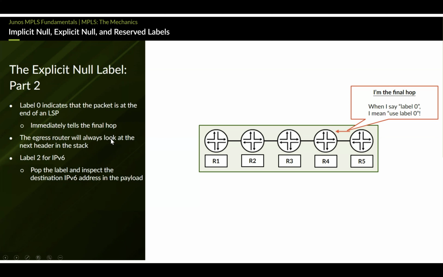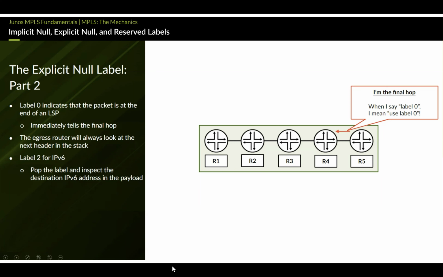The egress router will always look at the next header in the stack. Label 2 is for IPv6: pop the label and inspect the destination IPv6 address in the payload. For IPv4, the label value is 0. For IPv6, the label value is 2 for explicit null. We already got the 3 value. Label 0 is explicit null for IPv4, label 2 is explicit null for IPv6, and label 3 is implicit null.